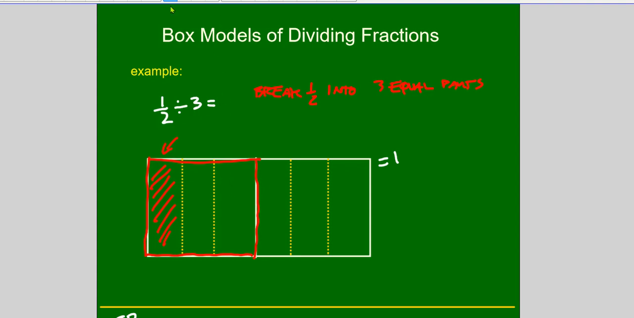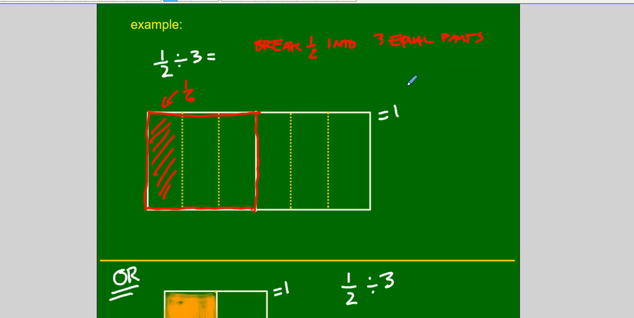These aren't exactly right the way I put them here. These are supposed to be all equal size. So that is 1/6. Okay, now notice that we can get that result without having to go through a diagram here.